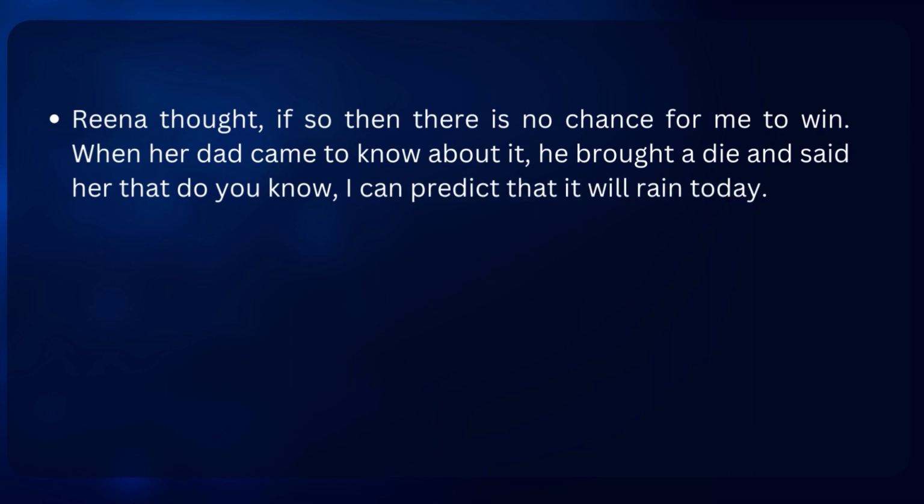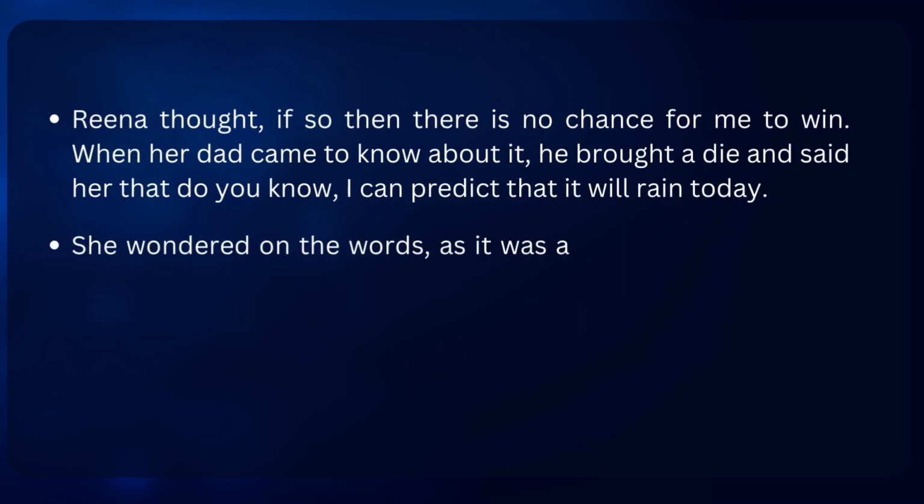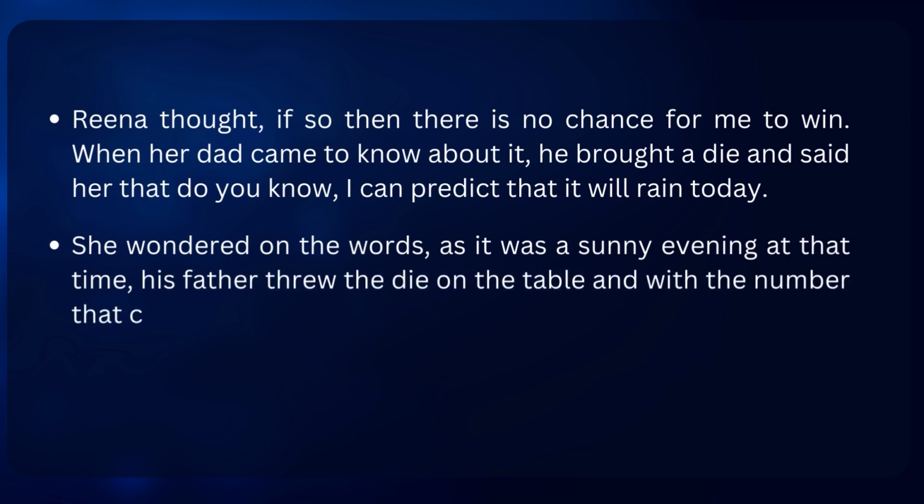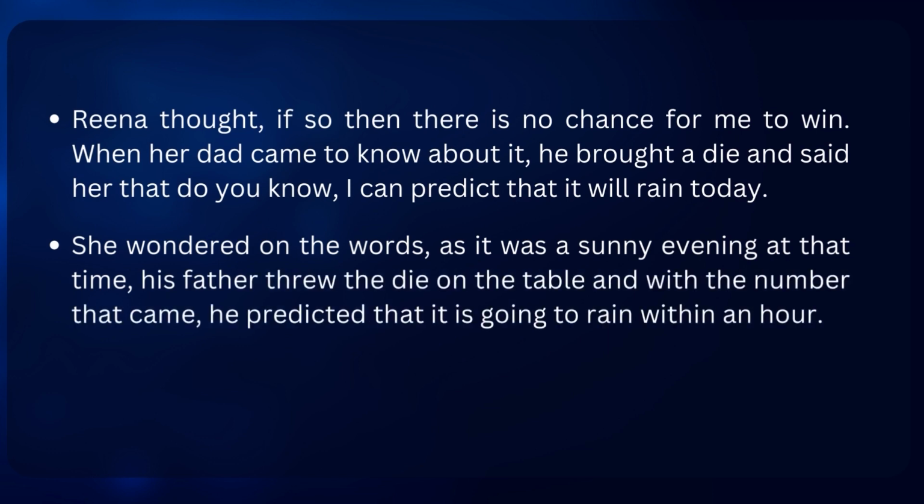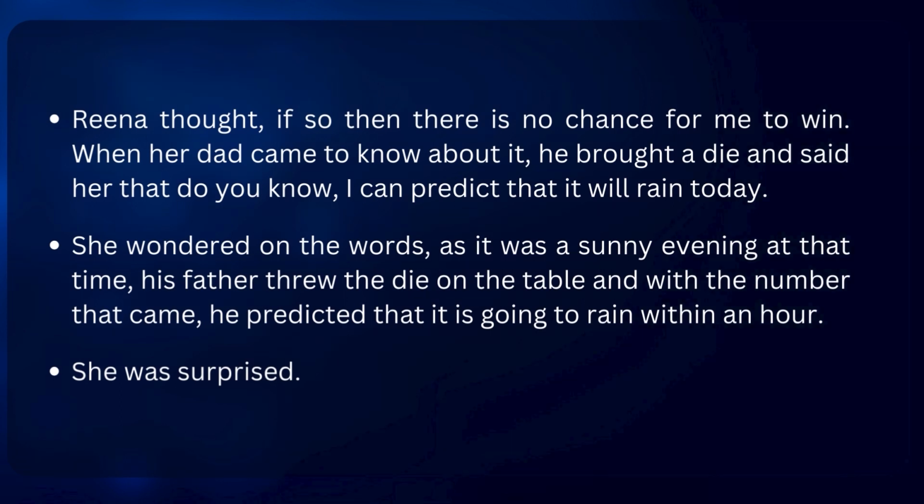And when her dad came to know about this, he brought a die that we talked about, which has 6 dots ranging from 1 to 6 on its 6 sides, and said to her, do you know, I can predict whether it will rain today or not. Now, Reena wondered how her father could predict the weather with the help of a die.